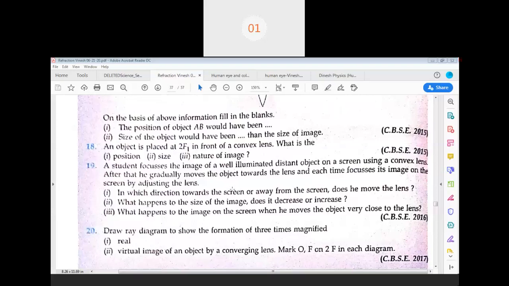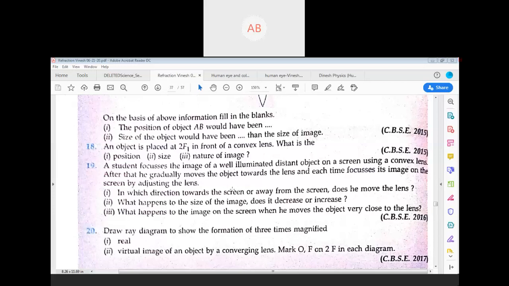Sir, number one: in which direction, toward the screen or away from the screen, does he move? Sir, I think he moves towards the screen. And sir, number two: what happens to the size of the image as he moves the object towards the lens? The second one will be decreases. Okay, very good. The size will decrease. No sir, it decreases. Yes, it decreases.